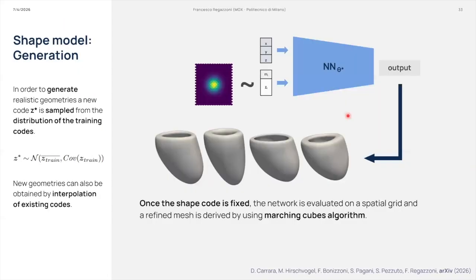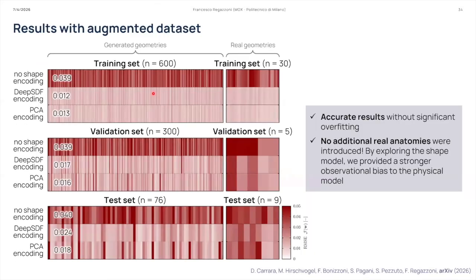So how can we use the shape model in a generative way? Well, the idea is very simple. We randomly sample shape codes by exploiting the empirical distribution of the geometries in the training set. We evaluate them through the shape model and then use the marching cubes algorithm to generate a synthetic cohort of geometries. And by using this synthetic cohort of geometries and by running simulations that can be used for the training, we can then train again our model by using an augmented dataset, including also 600 generated geometries.